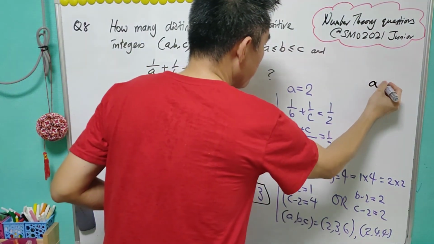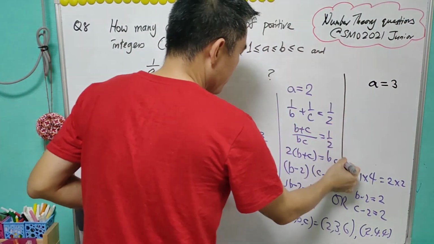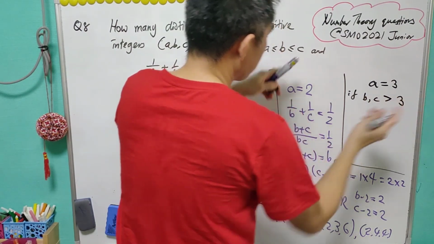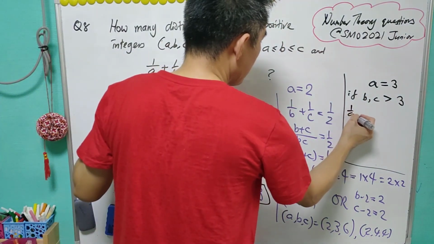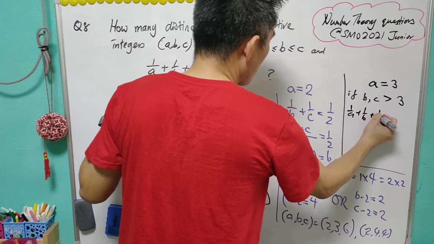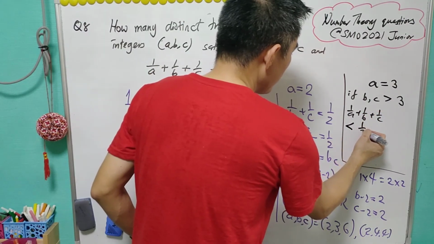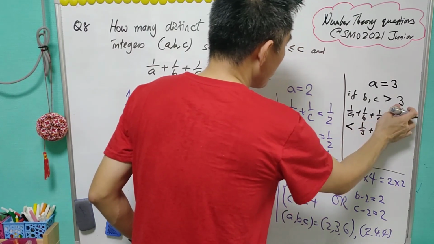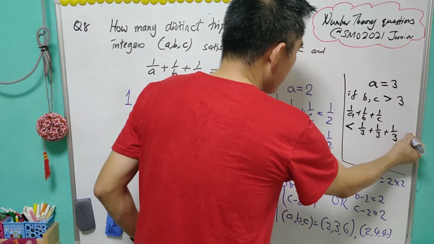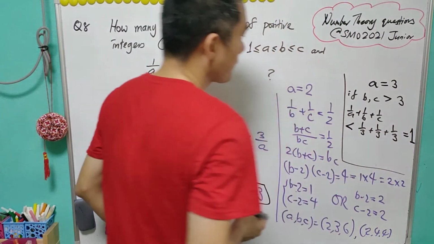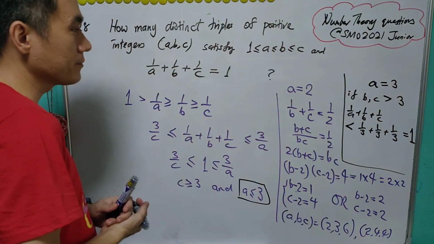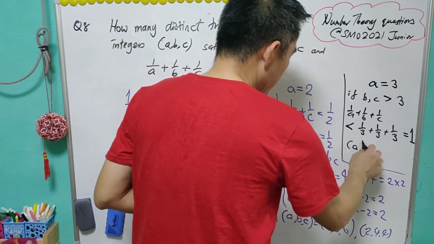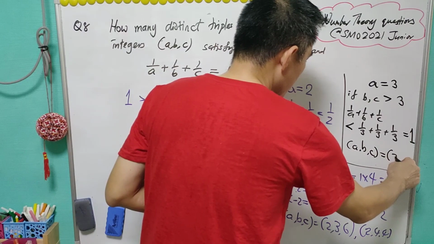So let me continue here. When A equals 3, if B and C are both greater than 3, then 1 over A plus 1 over B plus 1 over C is strictly less than 1 over 3 plus 1 over 3 plus 1 over 3, because B and C are strictly greater than 3, and this equals 1. So this will be a contradiction. It means that the only possible case is when A, B, C all equal 3.